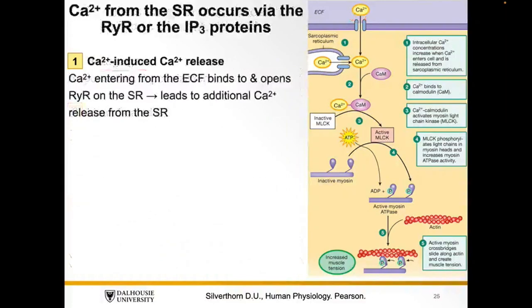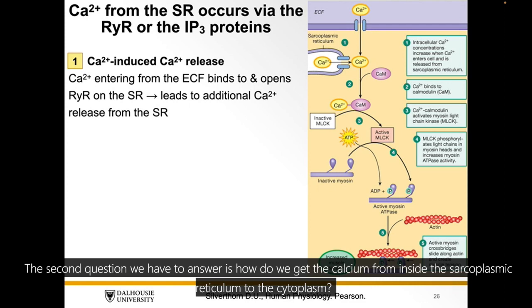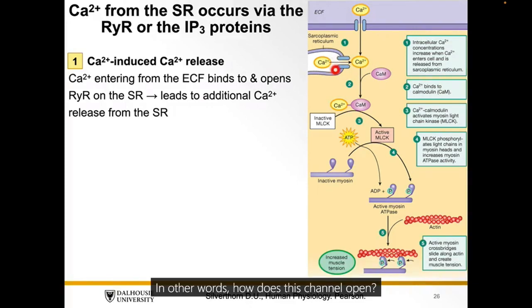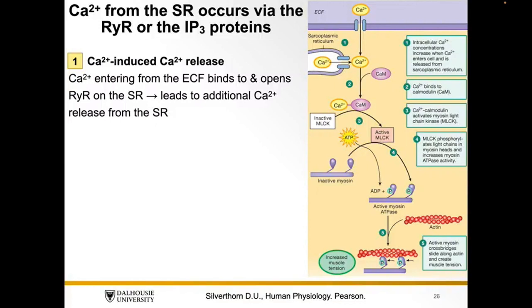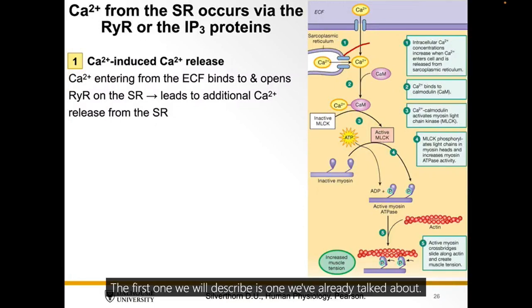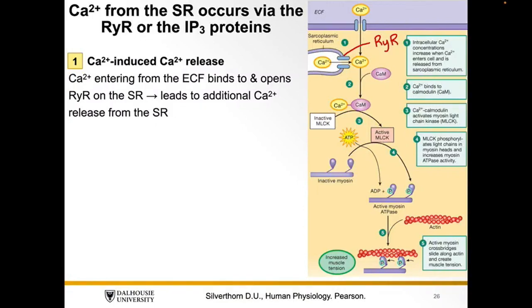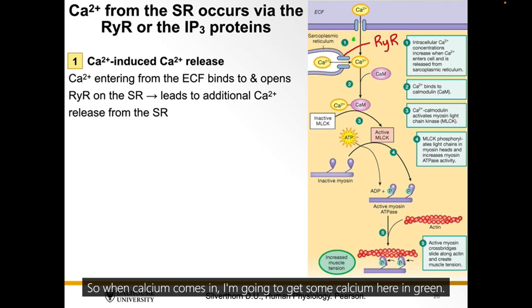The second question we have to answer is, how do we get the calcium from inside the sarcoplasmic reticulum to the cytoplasm? In other words, how does this channel open? So once again, this channel can actually be different types of channel. The first one we will describe is one we've already talked about. Let's say this is our ryanodine receptors, or RYR. The ryanodine receptors actually has a calcium binding site. So when calcium comes in, I'm going to get some calcium here in green.